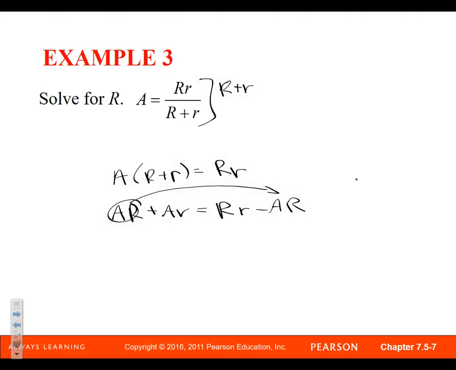So, what I'm going to do on the right side is to factor out that capital R.